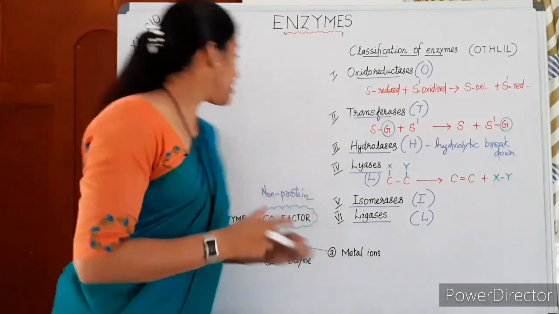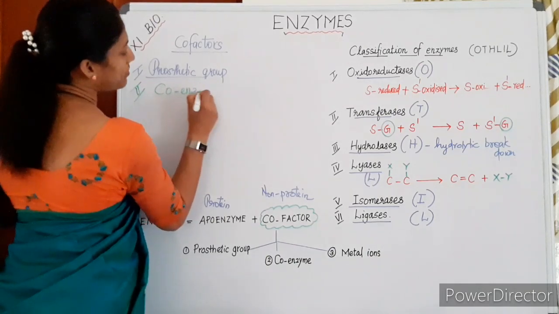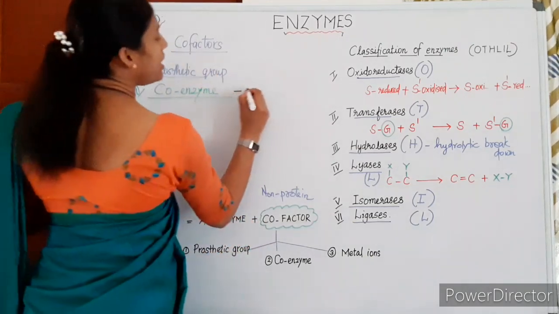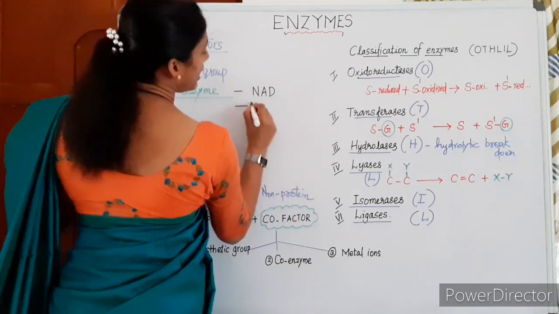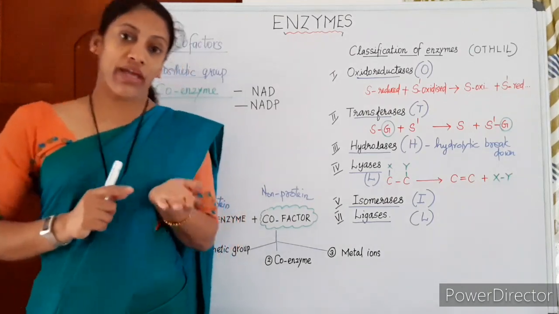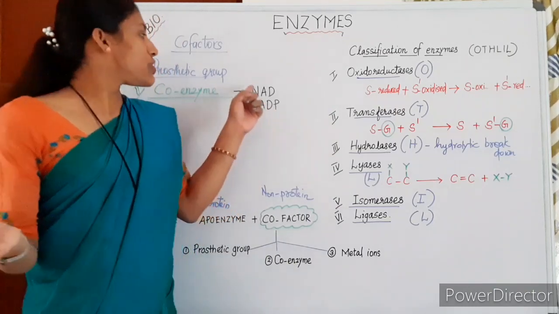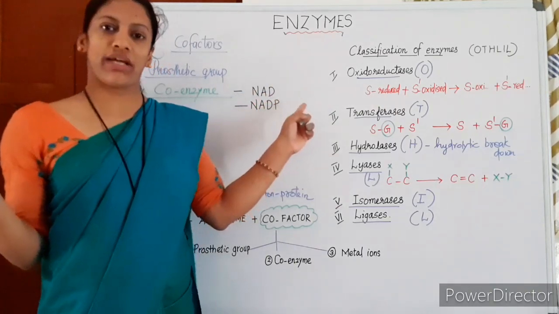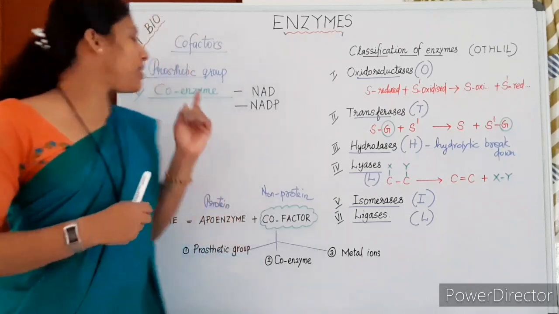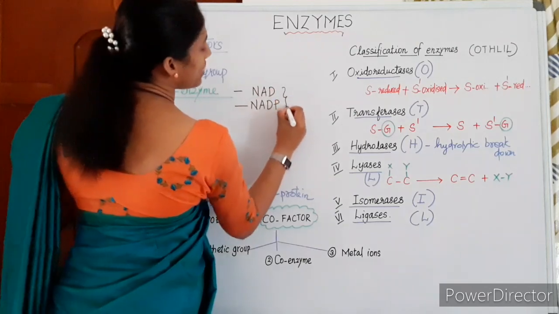Our next cofactor, the second cofactor, is coenzyme. Coenzymes are the second type of cofactor. Examples: NAD, NADP, etc. act as coenzymes. Coenzyme A, and different coenzymes are there. NAD, you are going to learn in the physiology section. Nicotinamide adenine dinucleotide, nicotinamide adenine dinucleotide phosphate. Just study these examples of coenzyme. NAD and NADP are two examples of coenzyme.